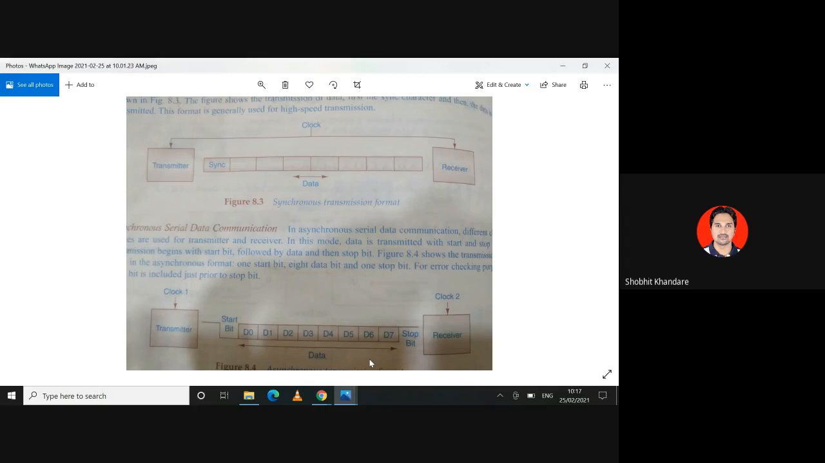You can just write down one point in the asynchronous: for error checking purpose, the parity bit is included just prior to the stop bit. It will be written here also. Yes, here, I'm talking about the asynchronous. You can write down one sentence: for error checking purpose, parity bit is included just prior to the stop bit. Just prior, or you can say just before the stop bit.